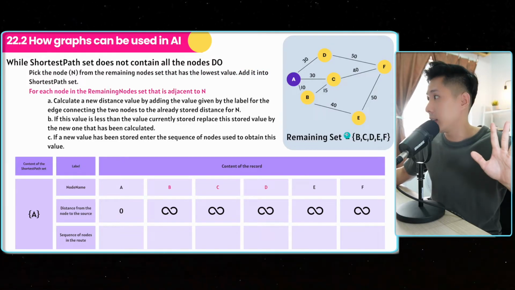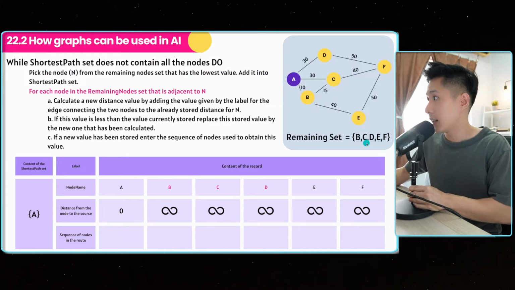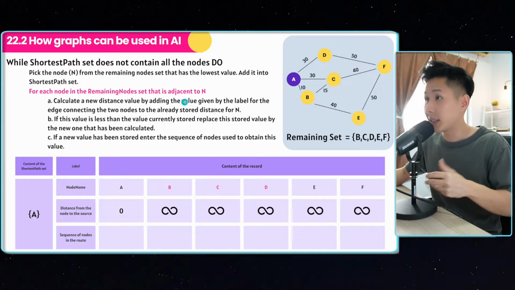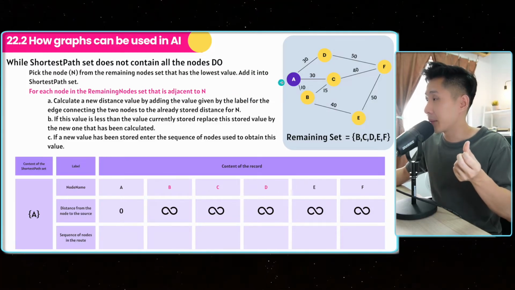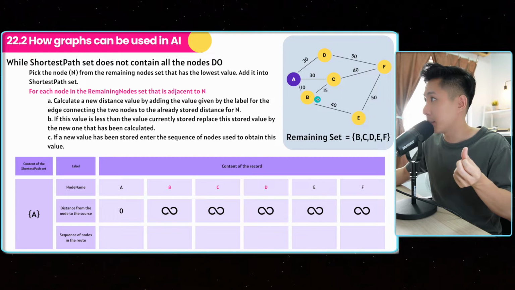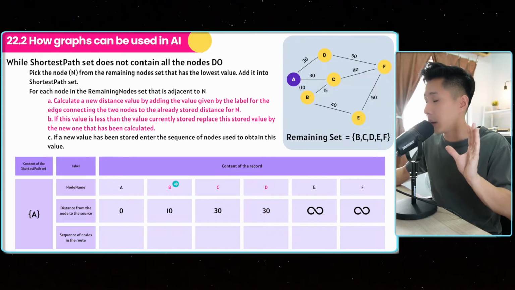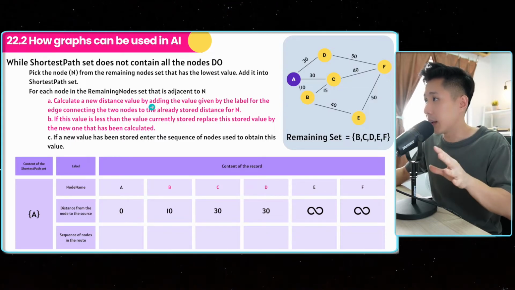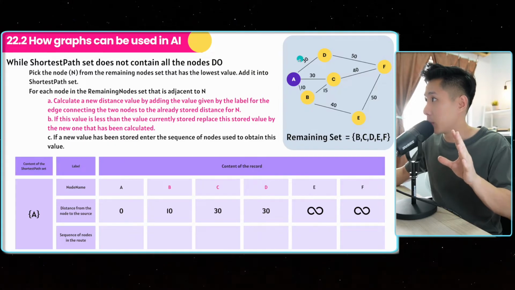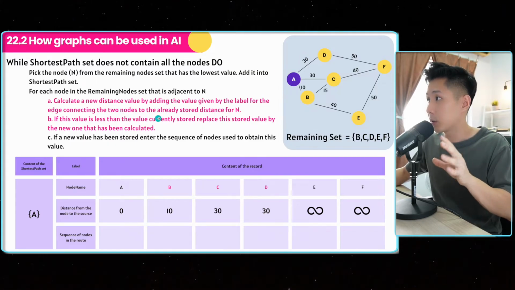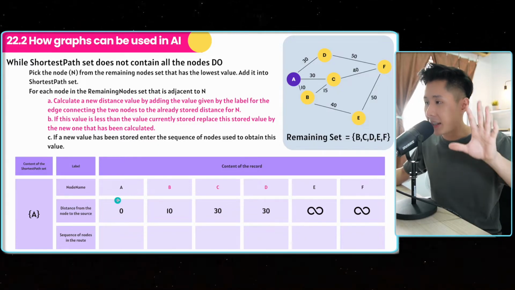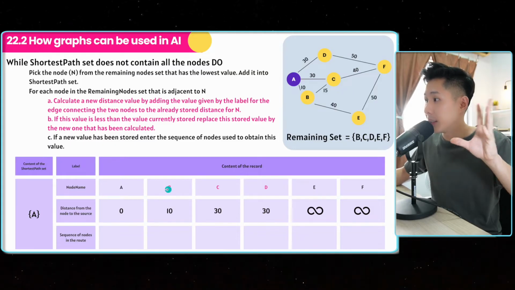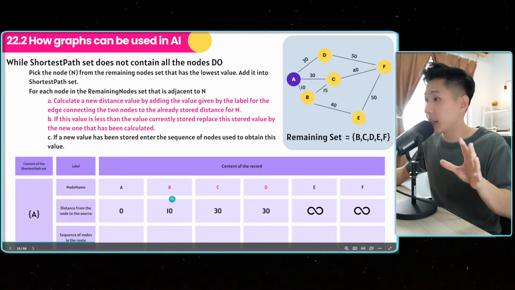And for each node in the remaining node set that is adjacent to N. So what is N now? N is equal to A. And the nodes that are adjacent to A will be B, C, and D. And then for each node, I'm going to calculate a new distance value by adding the value given by the label for the edge connecting the two nodes to the already stored value for N. So N is equal to A, and A has a value of 0. So the new distance value from A to B will be 10.